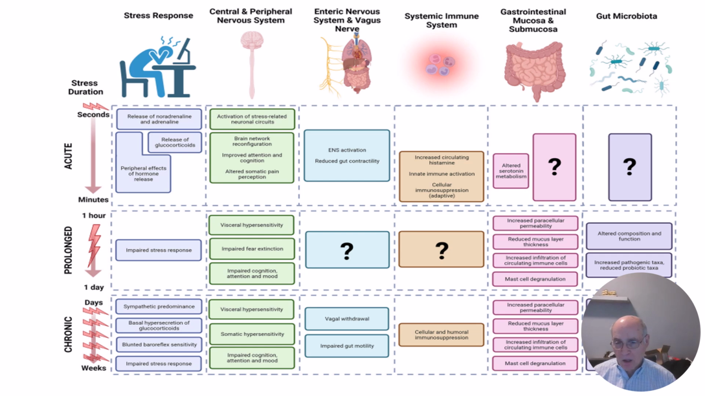You see the systemic immune response, what happens to the gastrointestinal mucosa, and ultimately the gut microbiome or gut microbiota. Certainly we know in an acute phase, we already realize certain things are going to happen. You can see on the chart that there's going to be a release of these adrenal hormones, norepinephrine and adrenaline, which feed the fight or flight response. Then ultimately, you're going to get a release of corticosteroids.